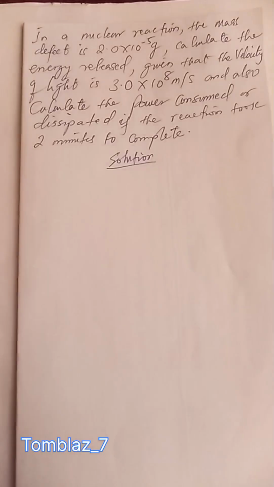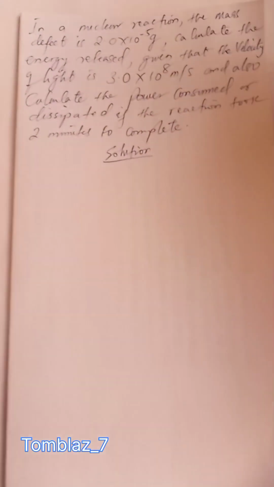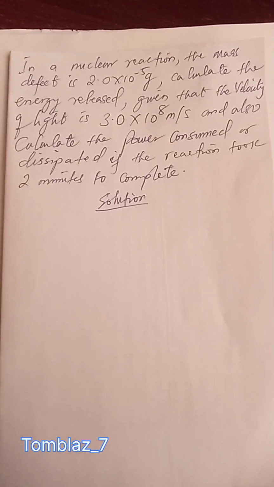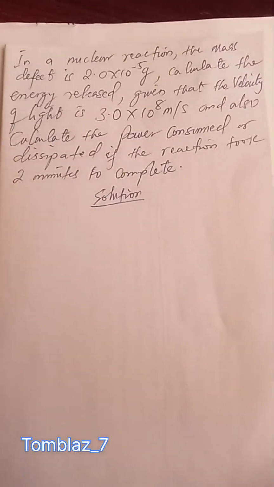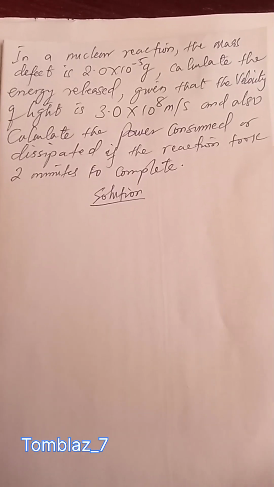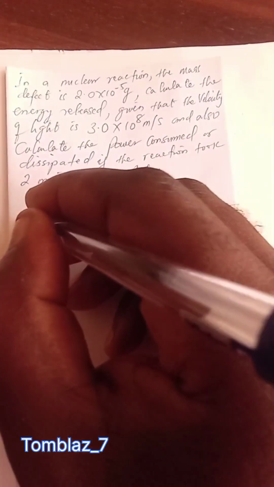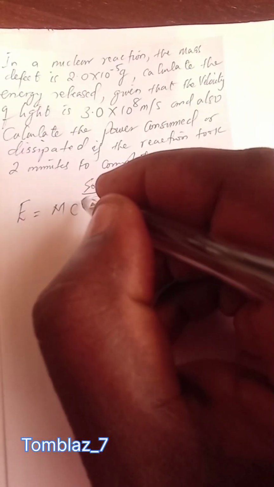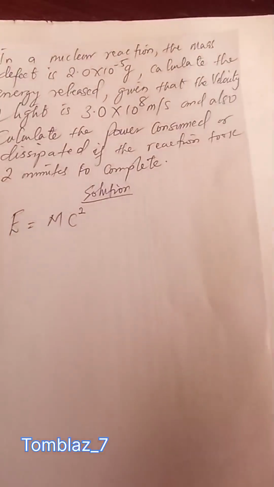All right, so let's see. We are asked to calculate two things. First, we are to calculate the energy released. And we know that whenever they give us mass defect and then velocity of light, we are talking about Einstein equation. And Einstein equation says energy released is equal to the mass times the velocity of light squared.